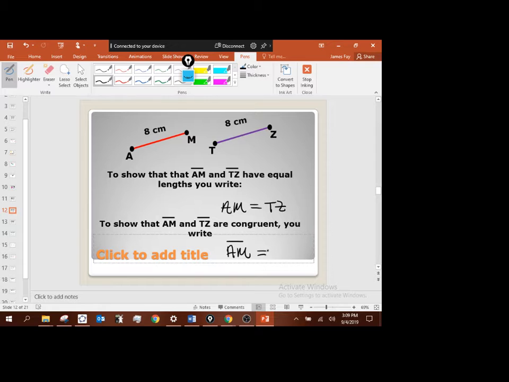I'm going to write congruent. You guys have seen this symbol before? And then TZ. This one up here says a number is equal to a number. This one down here says a shape will lay on top of another shape. They will match up 100%.